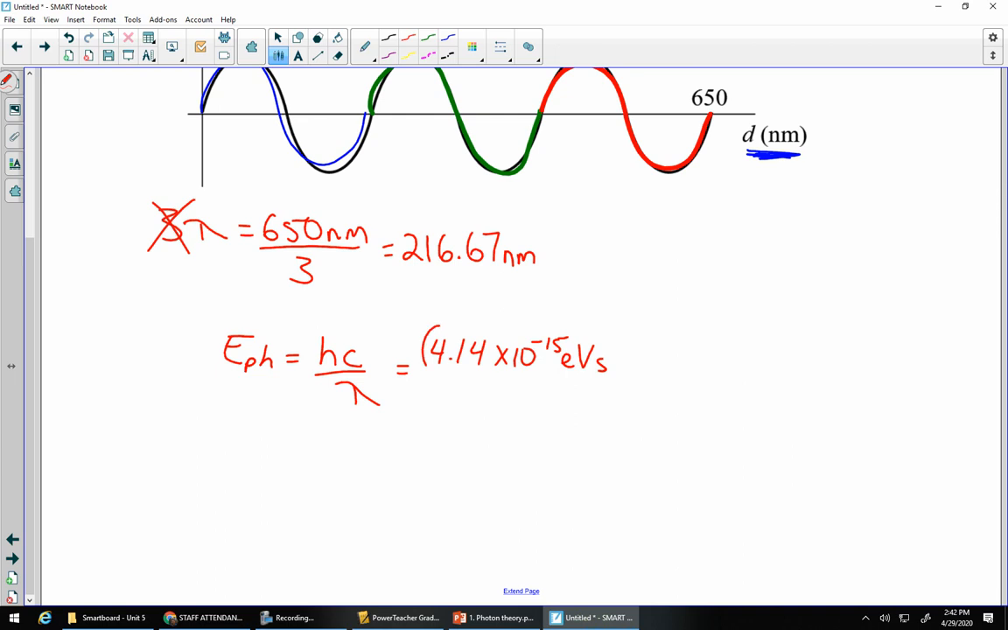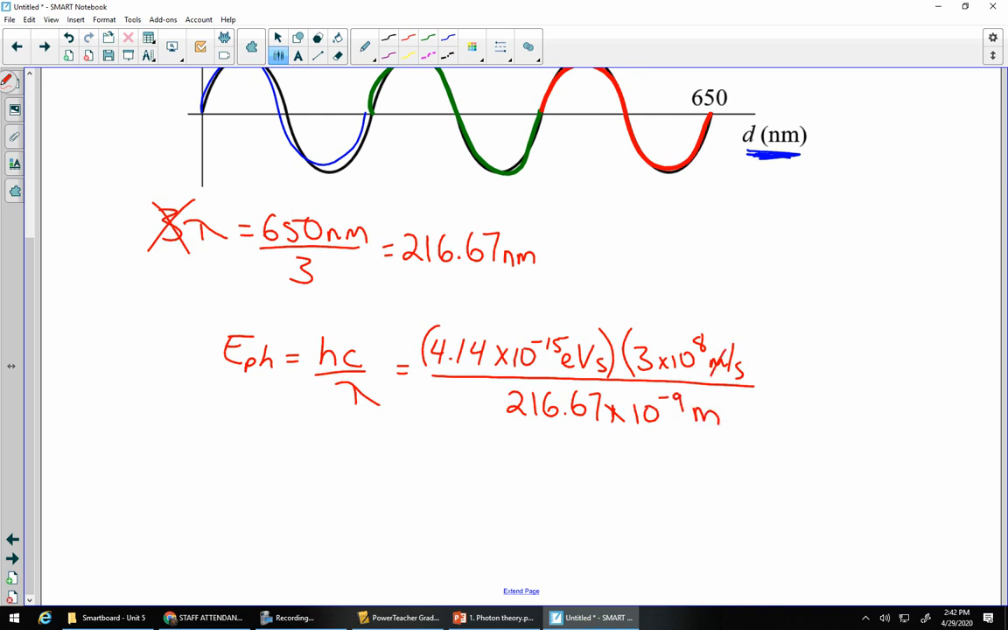There we go. So Planck's constant in electron volts times the speed of light, 3 times 10 to the power of 8 meters per second. And then we want to divide this by the wavelength. The wavelength we just said was 216.67. Oh, I almost wrote nanometers. We want to turn this into regular meters, so times 10 to the negative 9 regular plain old meters.